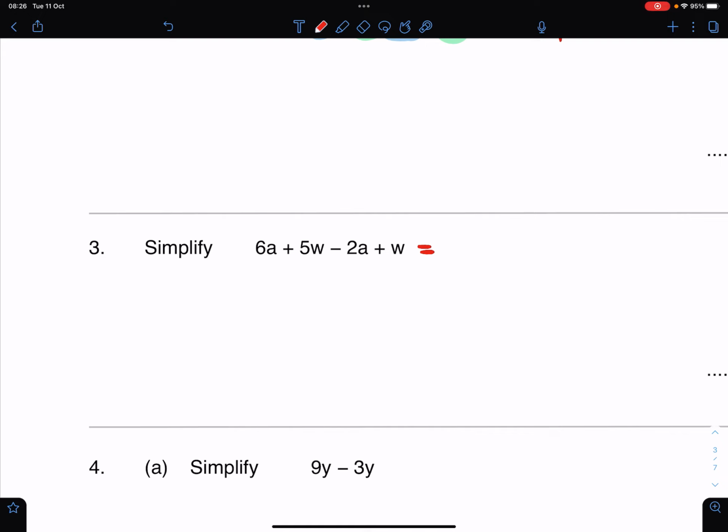When the like terms have different signs, for example, negative 6 and positive 7, you're going to subtract these two numbers, not add.